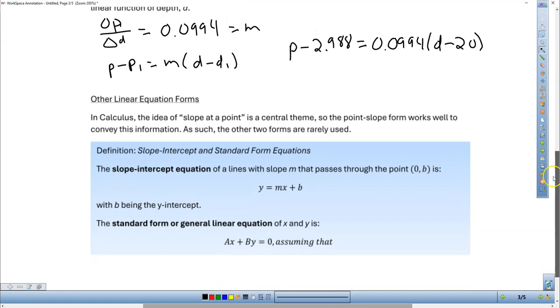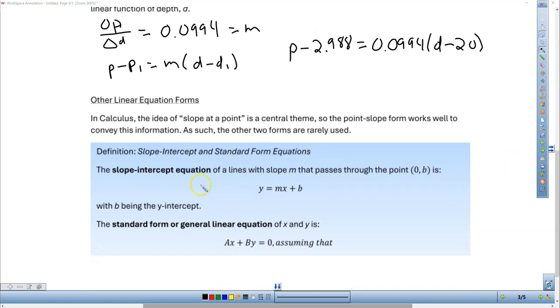Now, there are, of course, other linear equation forms that you are probably familiar with. We have the slope-intercept form, which is y equals mx plus b, and the standard form equation, which is ax plus by equals 0. Assuming, of course, that, in this case, a and b do not equal 0. Very important thing to keep in mind, because if it equals 0, well, now you just have by equals 0. So these are two equation forms that you aren't going to see quite as much for what we're going to be using here in calc, but they are still equations that you might encounter.